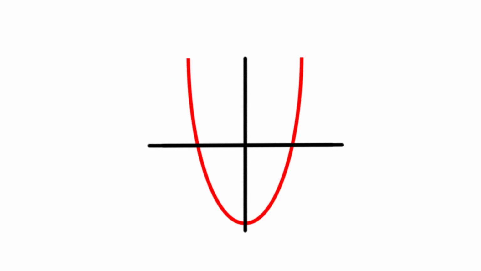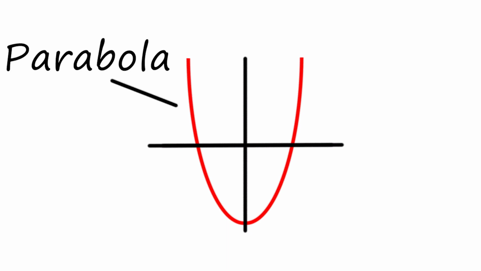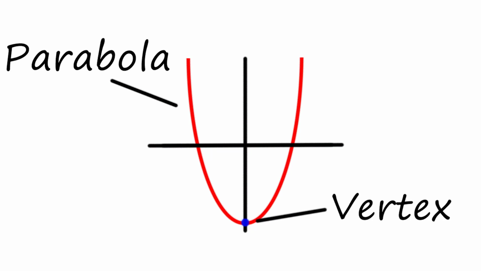Next, let's talk about the graph. When graphing linear equations, you will end up with a straight line like this. But when you graph quadratic equations, you end up with something completely different. This right here is called a parabola. A parabola is a symmetric curve that either curves up or down. Every parabola has a point where the curve changes direction. This point is called the vertex.